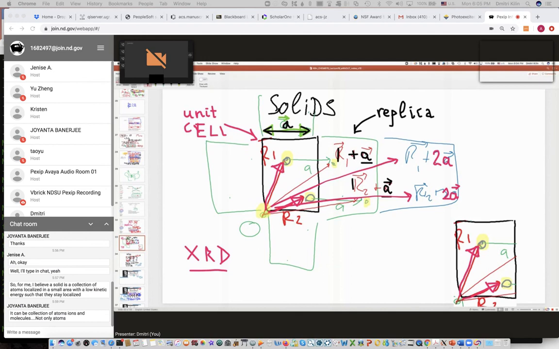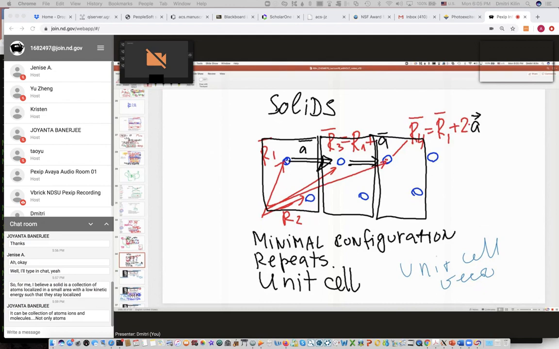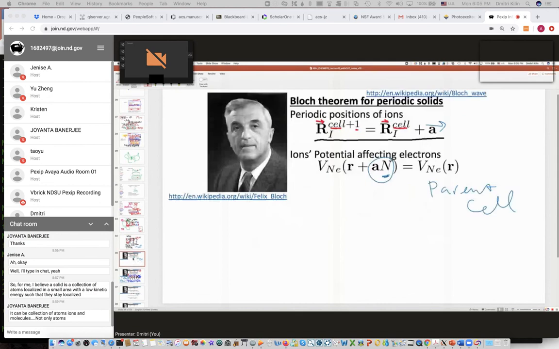So as soon as a material is periodic, one can get its structure and characterize it in this way, and the main property is this translational periodicity. Please interrupt me by typing or asking questions if this concept is a little wild. So the minimal configuration is repeated again and again.